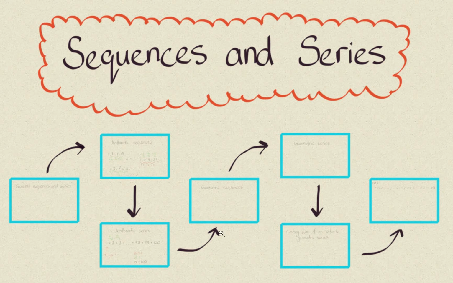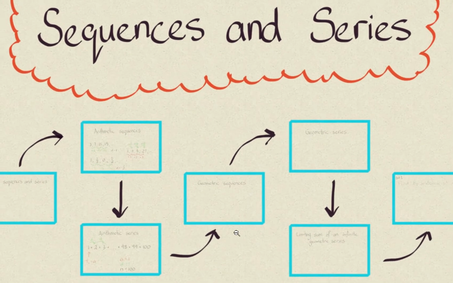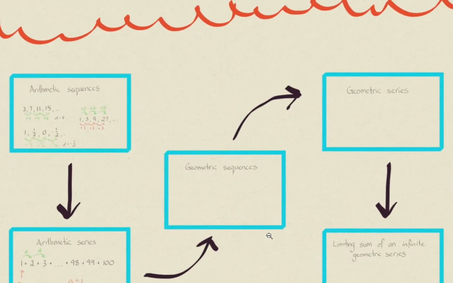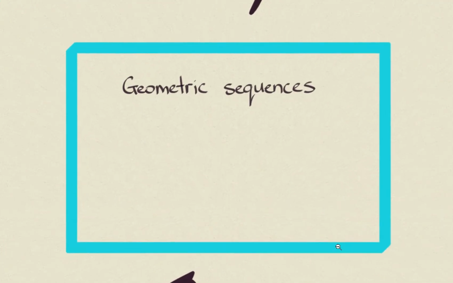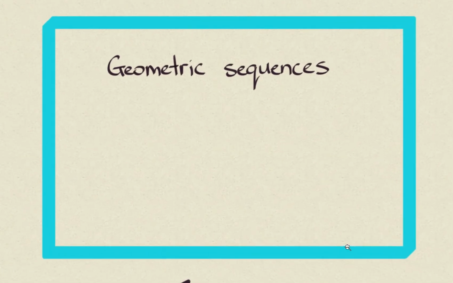This is part 4 of the sequences and series topic. In this video we'll be focusing on geometric sequences. So these are the sequences where we're not going up by a constant amount each time in terms of addition, but rather we're multiplying each term by a constant. And we've seen some of these previously, but we haven't formally focused on them. So let's do that now.